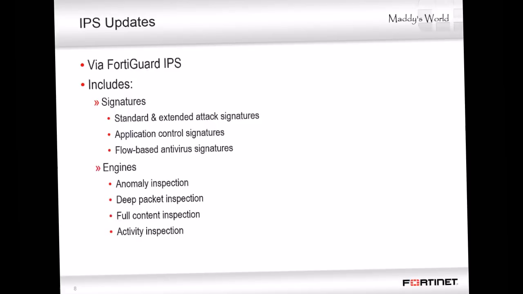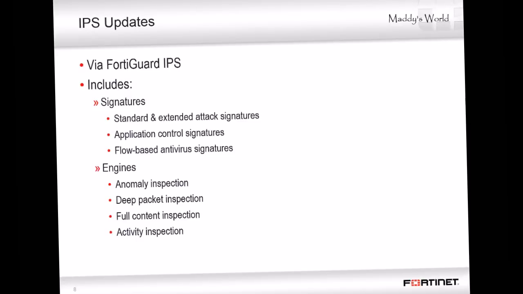What else do FortiGuard IPS updates provide? IPS involves anomaly inspection, deep packet inspection, full content inspection, activity inspection, and heuristic detection. Some software does not maintain a constant pattern. Skype and other peer-to-peer software, for example, periodically change in order to avoid detection, so in order to correctly identify it, IPS requires heuristics and adaptive detection. As a result, FortiGuard IPS also provides fresh updates for application control and flow-based antivirus.